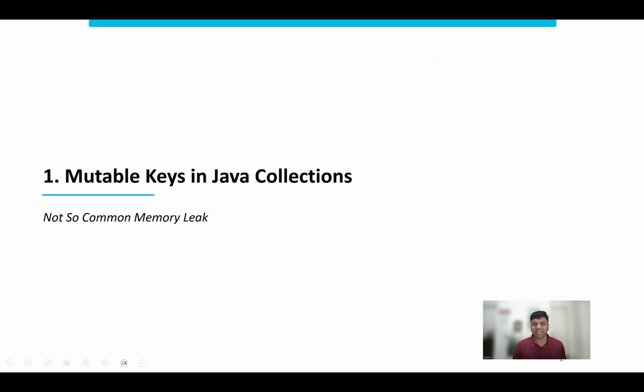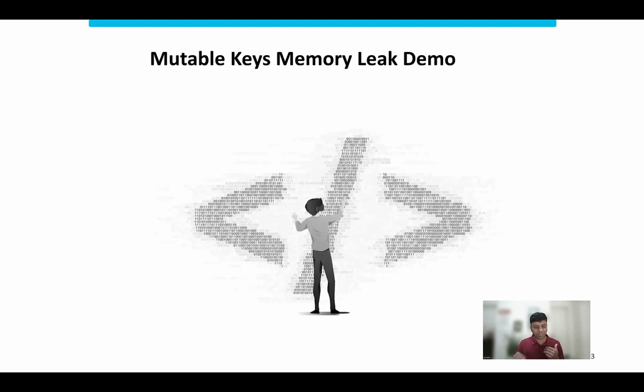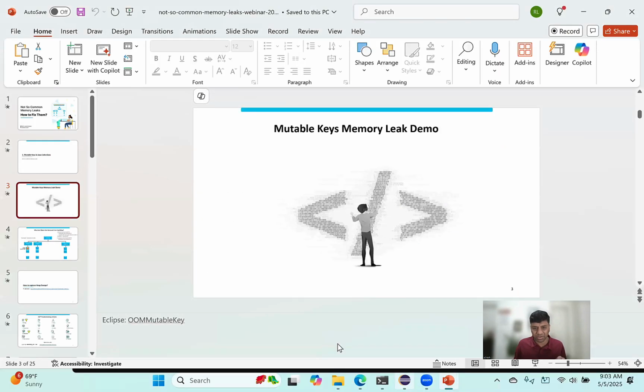In this webinar, we are going to be talking about some memory leaks that are not very common. We are going to talk about 3 such scenarios. The first memory leak scenario that we are going to discuss is mutable keys in Java collections. How keys which change in a Java collection will result in a memory leak. Let's look into a sample Java program which is going to simulate this problem.